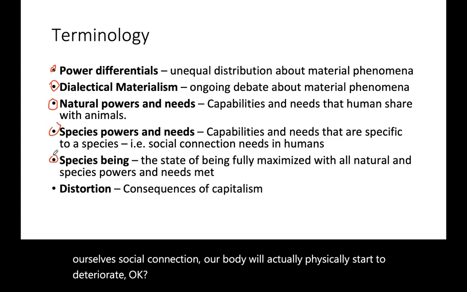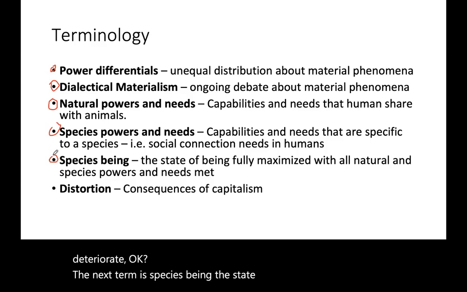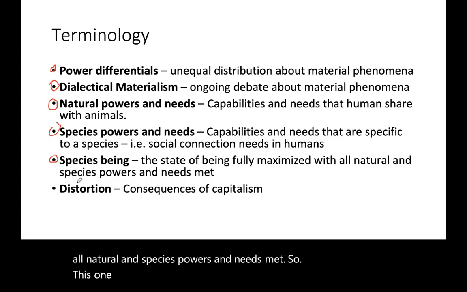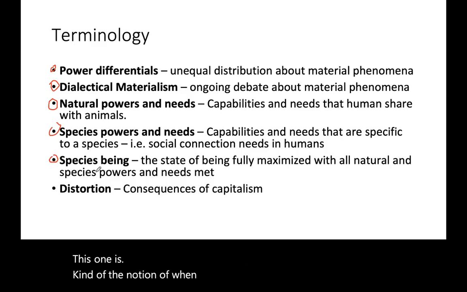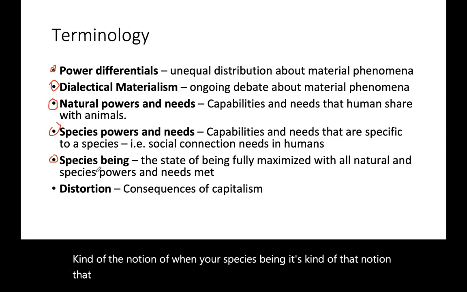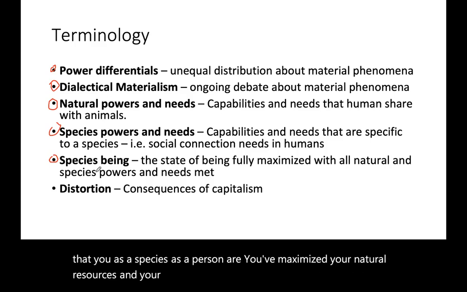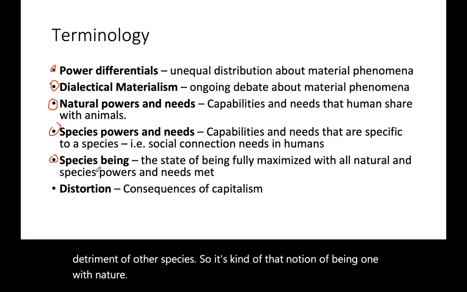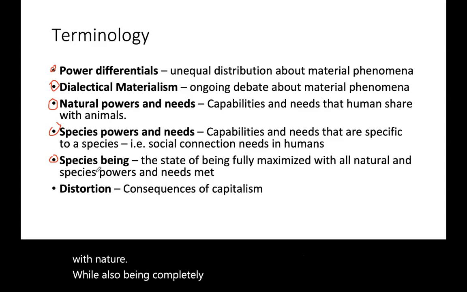The next term is species being, the state of being fully maximized with all natural and species powers and needs met. This is the notion that you, as a species, as a person, have maximized your natural resources and your species-specific powers, but not to the detriment of other species. It's the notion of being one with nature while also being completely human at the same time.